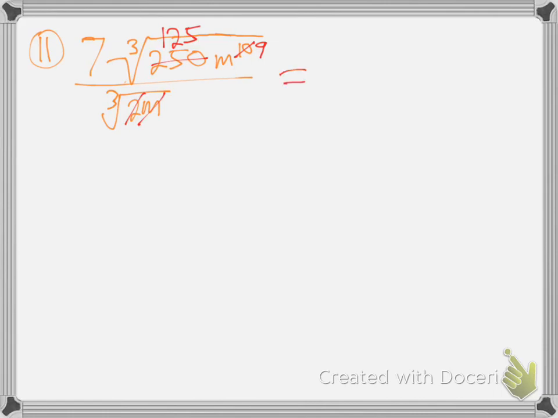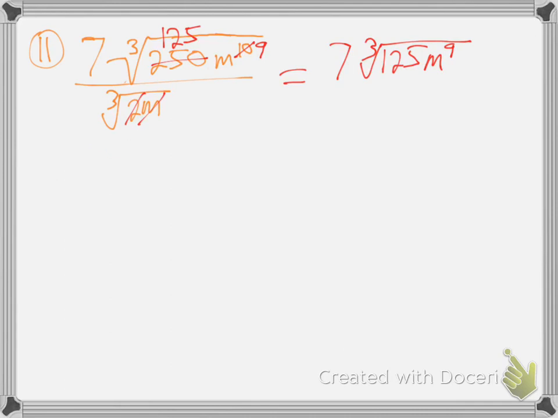So everything's gone from the bottom. We just have 7 cube root of 125 m to the 9th. So far, so good. Look, the bottom is all gone, right? Everything from the bottom divided into the stuff in the top. So there's no more denominator.